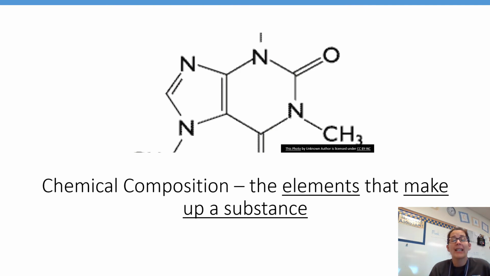So here we've got chemical composition, and all that means is the elements that make up the substance. So the word before, we said silicates, okay, that makes up some of our layers, and we said that those have silicon and oxygen. So that would be the chemical composition for silicates. Does that kind of make sense? All it is, is the elements that make up a substance.